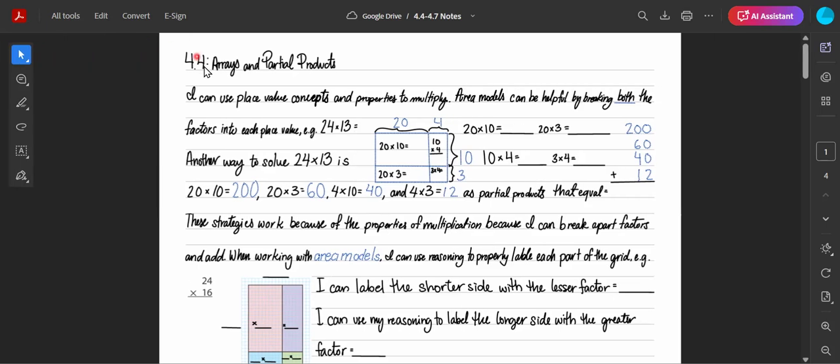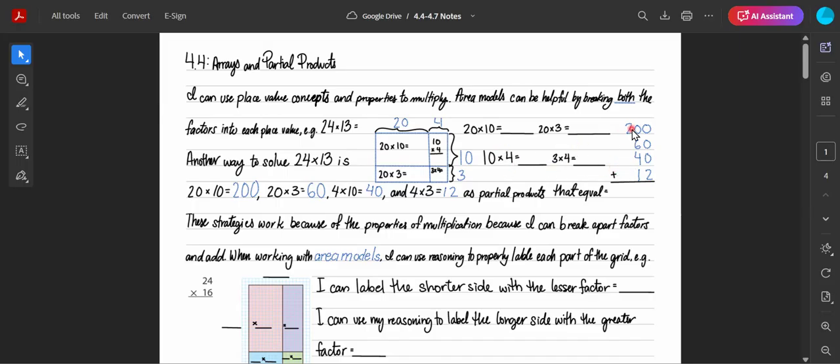4.4, arrays and partial products. I can use place value concepts and properties to multiply. Area models can be helpful by breaking both the factors into each place value. For example, 24 times 13, broke it into 20 and 4, and then 10 and 3. That's why we can do 20 times 10, and that will go ahead and give you 200. And then 20 times 3, you can go ahead and write it right there. 10 times 4, you can write it underneath, and then 3 times 4, can write it there and then fill in these.